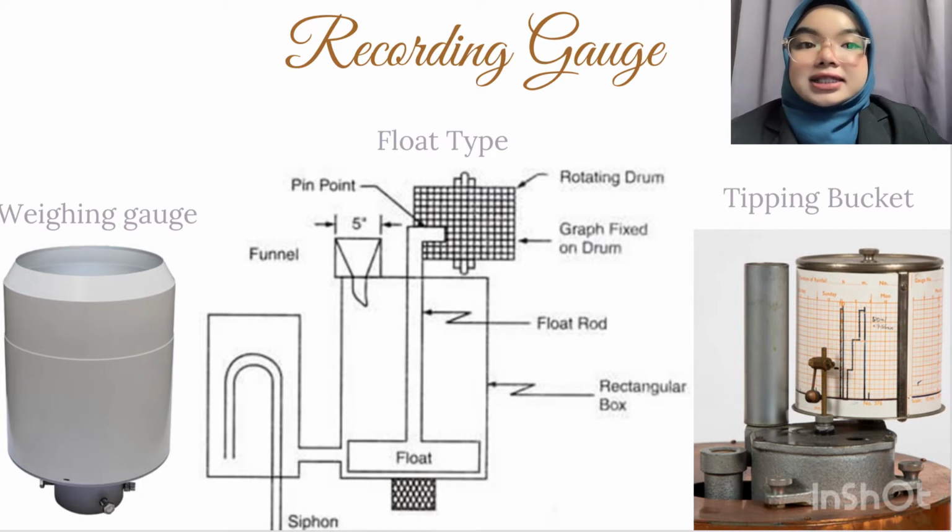And the second one is the tipping bucket. A tipping bucket rain gauge is one of the most traditional tools used for weather station applications. And the last one is the float type. This instrument is a recording rain gauge connecting the float through a linkage to a pen that records on a clock-driven chart. The rain passes onto a float chamber containing a light float.